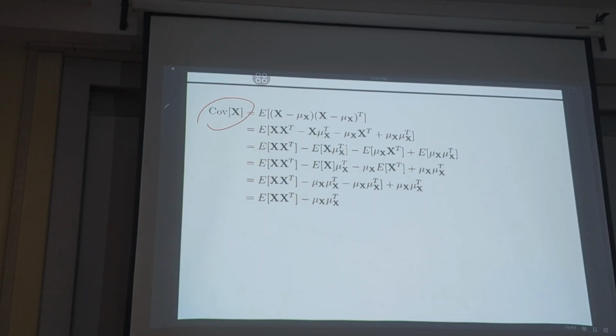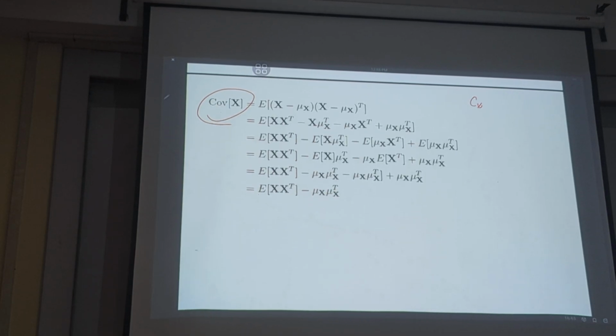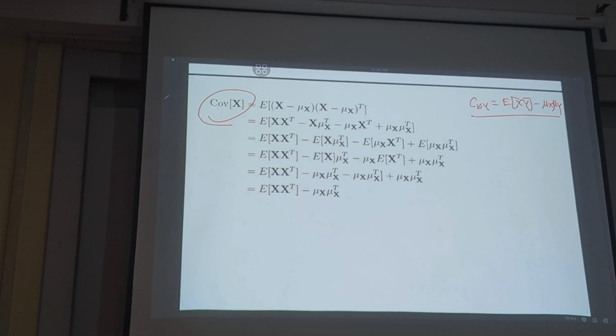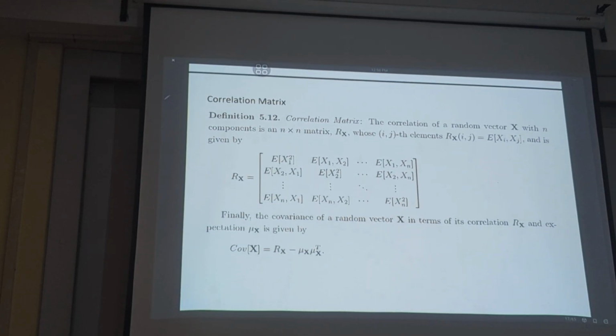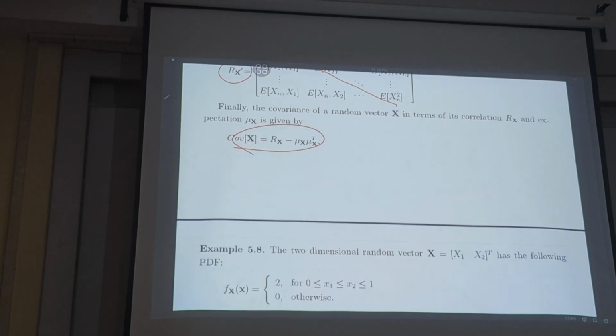Since we know the covariance of x and y is equal to the expected value of xy minus mu x mu y, we have seen this equation similar to this one. For a random vector, we can write this one. Yes or no? Done. The correlation matrix, we have discussed this one. The diagonal elements are the second moment, and the off-diagonal elements are the correlation between two. And finally, we have this one in place.